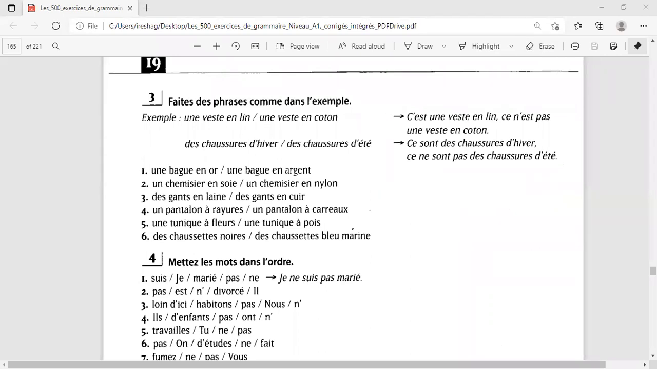The first one we did, the meaning was: it is a ring. It is a gold ring. It is not a silver ring. Okay. Nirusha, can you read the second one?